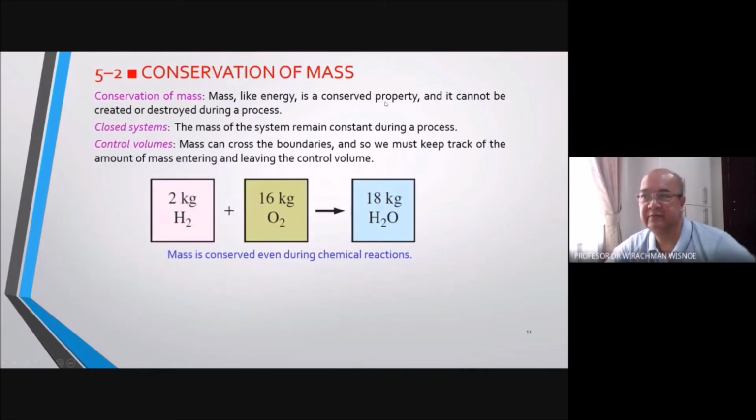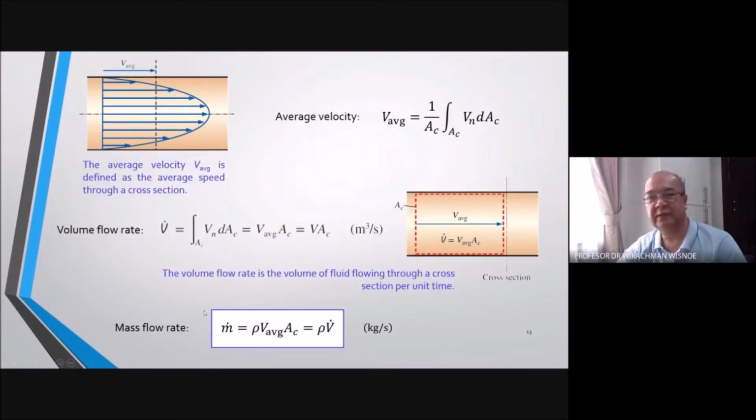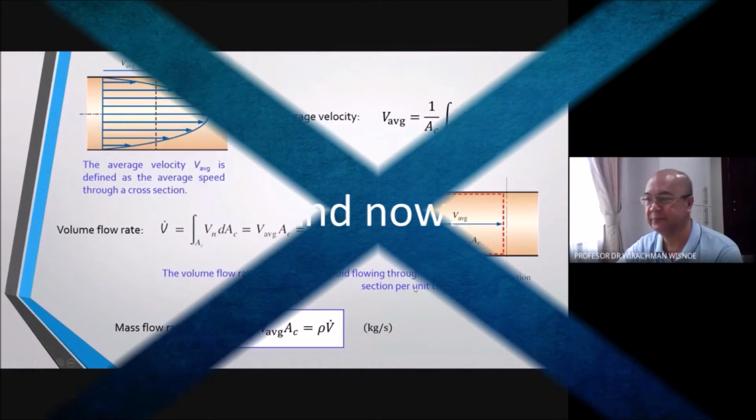Energy is a conserved property. It cannot be created or destroyed during the process. m dot equals rho V A, and V dot is A V, or V A. So m dot is rho V dot. Units: volume flow rate, meter cube per second; mass flow rate, kilogram per second.